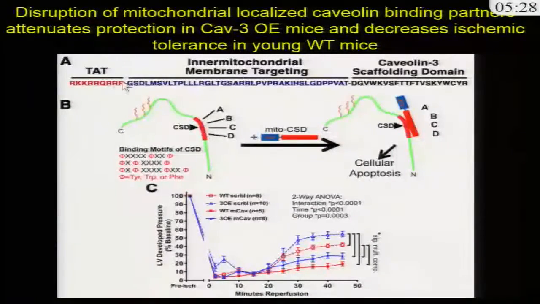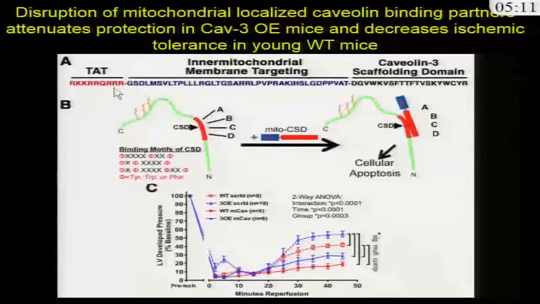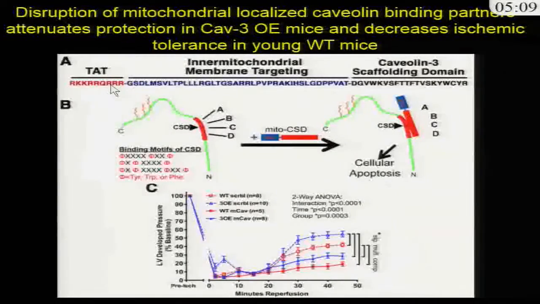So what we went on to do was, based on the immunogold EM data that showed large accumulation of caveolin-3 within the inner mitochondrial membrane, we created a cell-permeable targeting sequence peptide that has a TAT domain, highly charged peptide domain that allows different proteins to traverse various membrane systems. Then an intermitochondrial membrane targeting system, then subjected to the caveolin scaffolding domain.